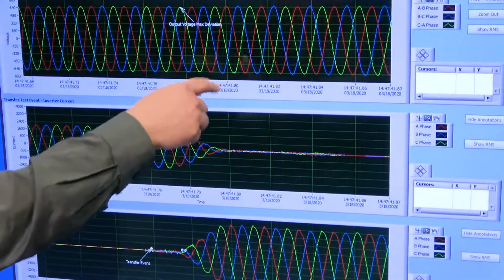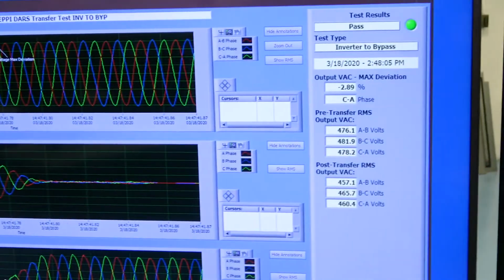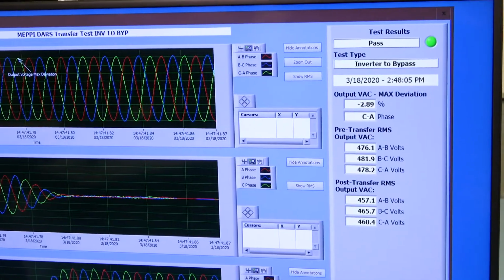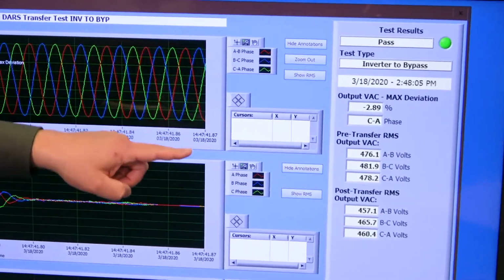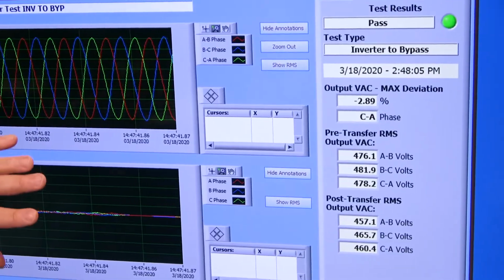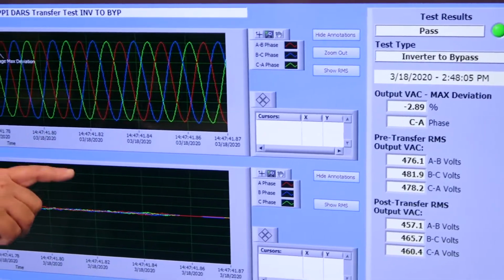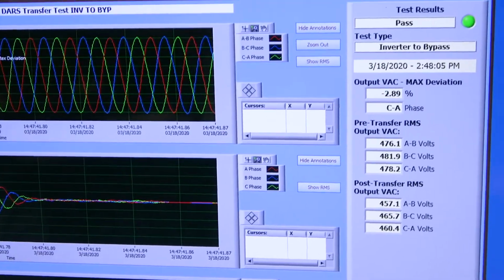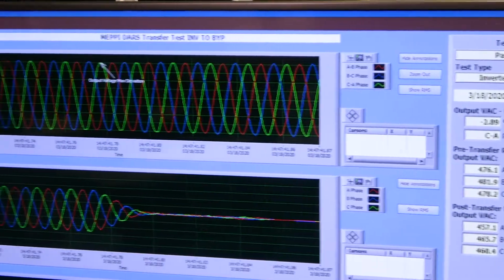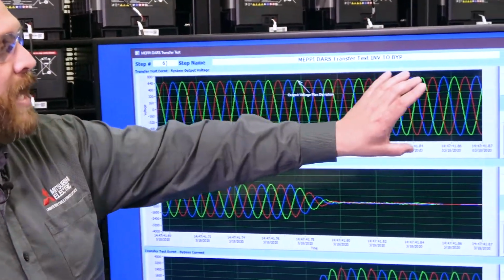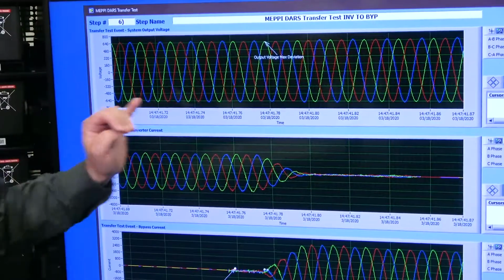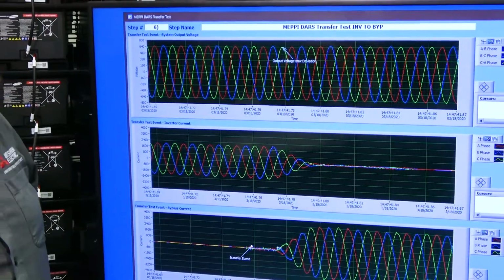Overall, the entire event, we have 2.89% max deviation because of our utility load here at this facility. As you can see from over here, we're operating at 480 volts on the UPS output voltage waveform, and now we're transitioning to bypass, which is operating at about 460 to 465 volts. So we have a very big drop on the output voltage, thus driving the max deviation. But overall, the output voltage waveform maintains a nice crisp look and feel over the entire transition, with a 2.89% max deviation.